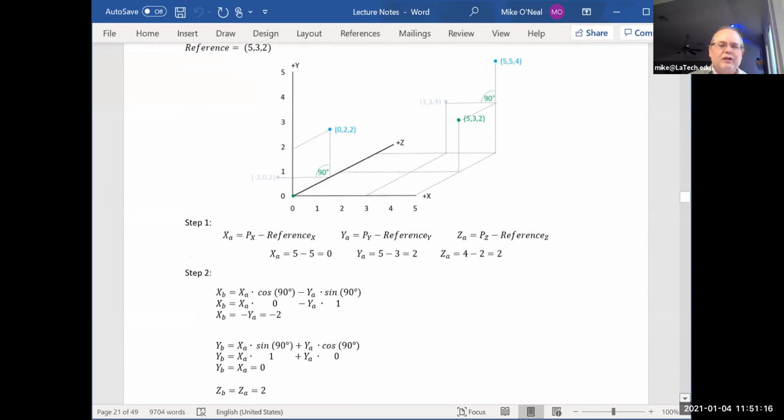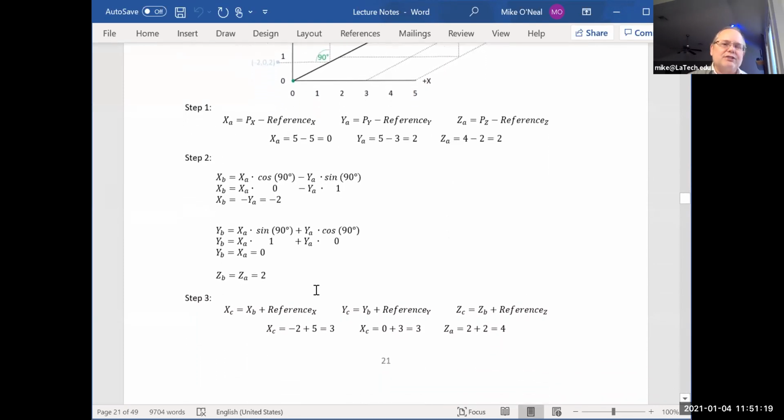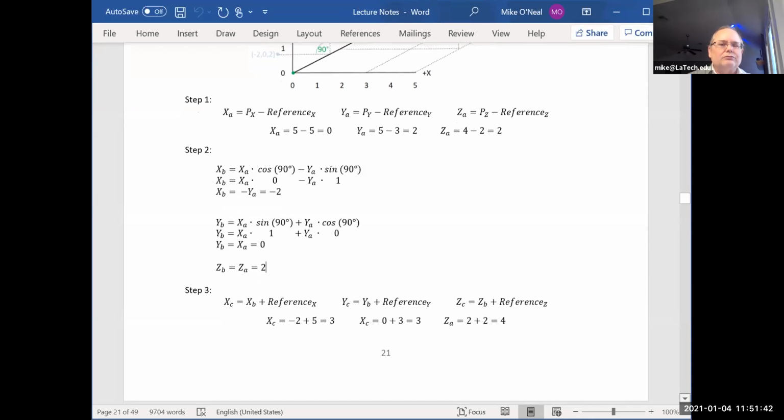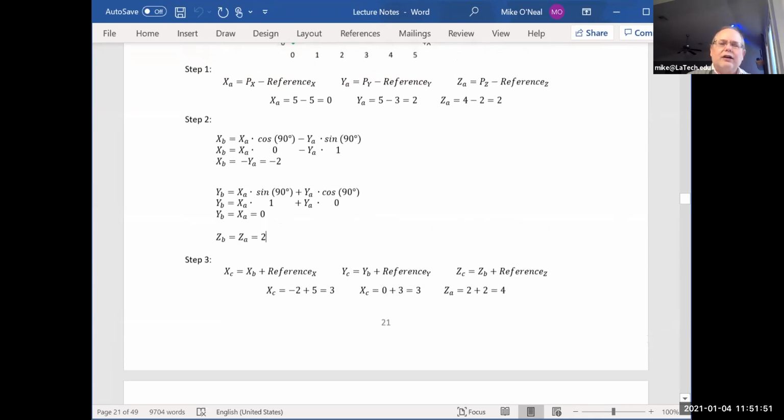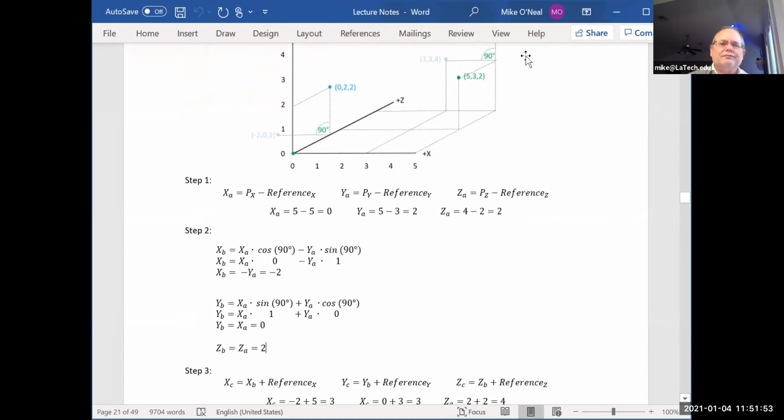You then do the rotation, and I made it simple since it's a z-axis rotation and everything lines up. Basically, all that happens is za becomes zb, and it has the value of 2. Then you move it back, and that's how you get 3, 3, 4. Are there any questions about how that worked? Any questions at all?